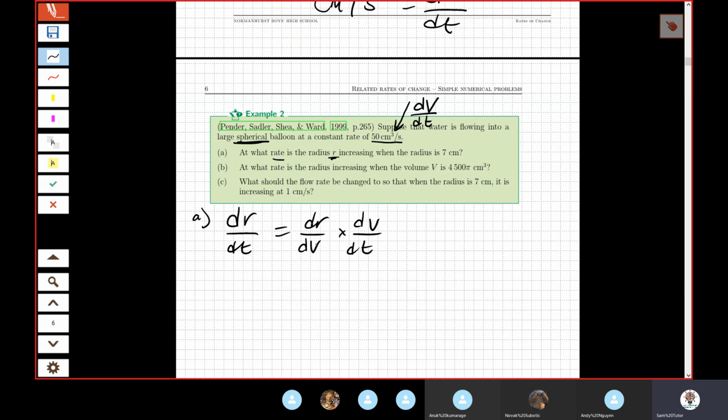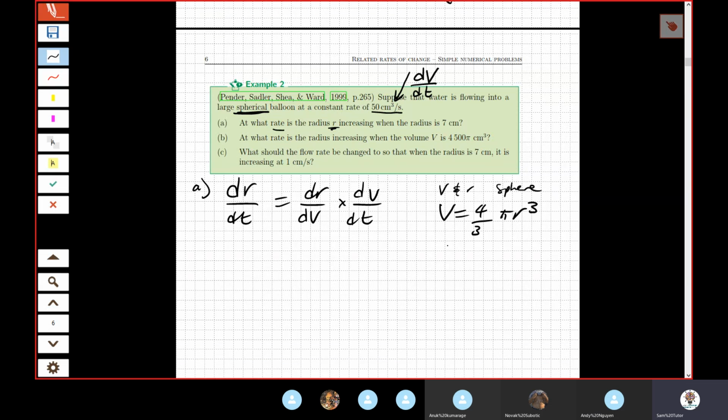Do you have a relationship between V and r for a sphere? Well, what's the volume of a sphere? Not sure? I don't remember. Don't remember? That's fine. 4 on 3 pi r cubed. Then how do I find dV on dr? Differentiate, yeah? Multiply by 3. So I get 4 pi r squared. Are you comfortable with that line? Yeah. Okay, but I needed dr on dV. So what are you going to do to this?